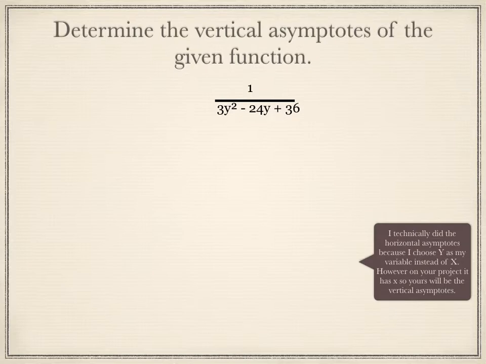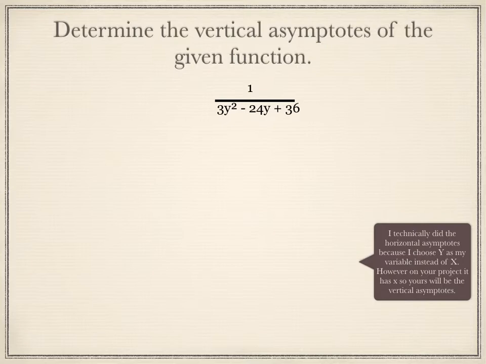Okay, our final problem. Determine the vertical asymptotes of the given function. So we've got 1 over 3y squared minus 18y plus 36. The first thing I notice when I look at this equation is that I've got a 3 in front of my y squared. Whenever I see a number in front of my y squared, or my x squared, or whatever variable you have that's squared, you want to see if you can take out that number in all the terms in the denominator.